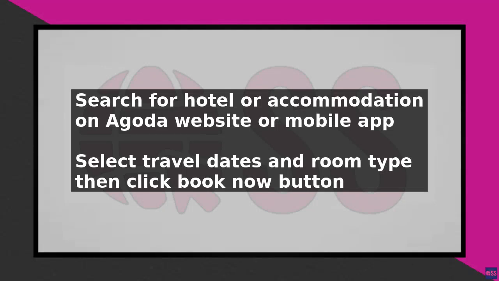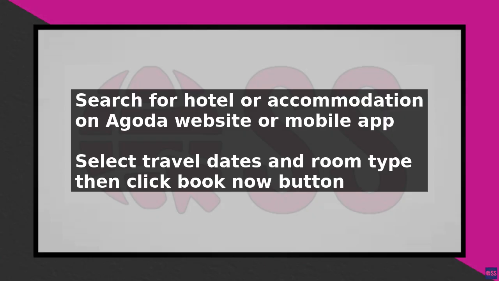To use an Agoda coupon, start by searching for your desired hotel or accommodation on the Agoda website or mobile app. Once you have found the perfect place to stay, select your travel dates and room type. Then click the Book Now button. On the booking page, you will see a summary of your reservation, including the total cost.